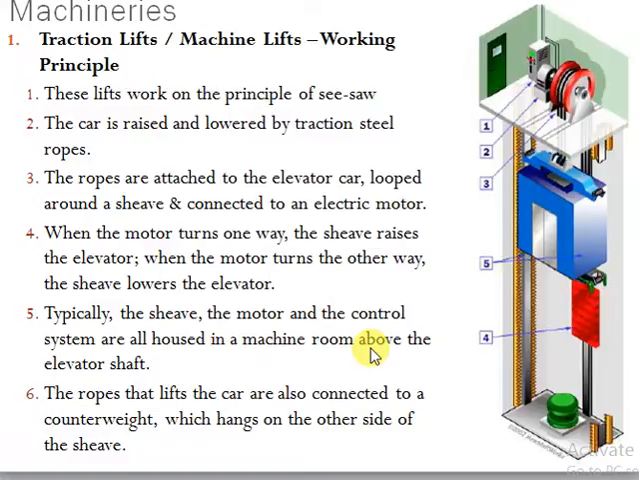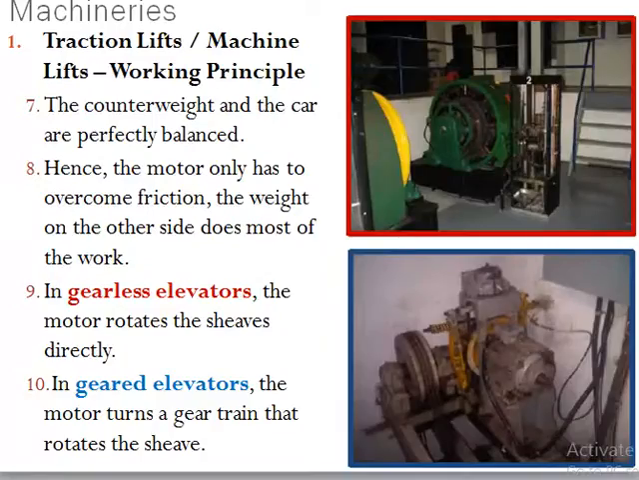The ropes that lift the car are also connected to a counterweight which hangs on the other side of the sheave. This is the counterweight here. The counterweight and car are perfectly balanced. Hence, the motor only has to overcome the friction. The weight on the other side does most of the work. In gearless elevators, the motor rotates the sheave directly, and in geared elevators, the motor turns a gear train that rotates the sheave.